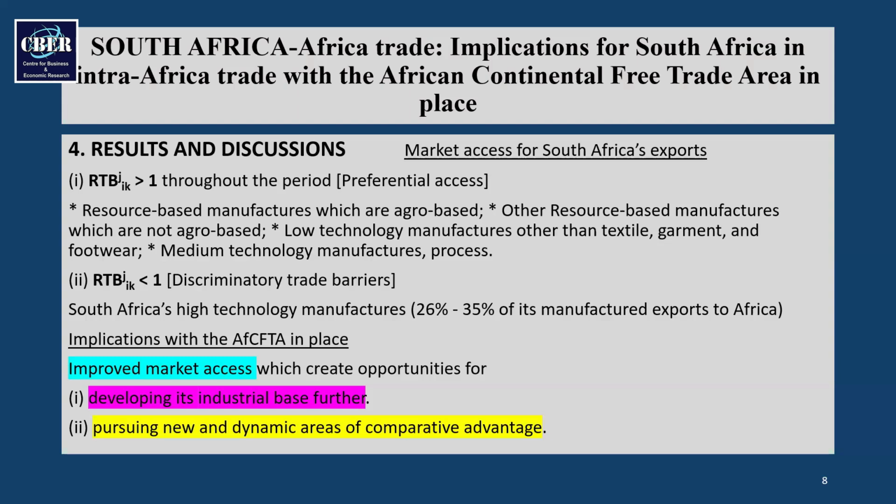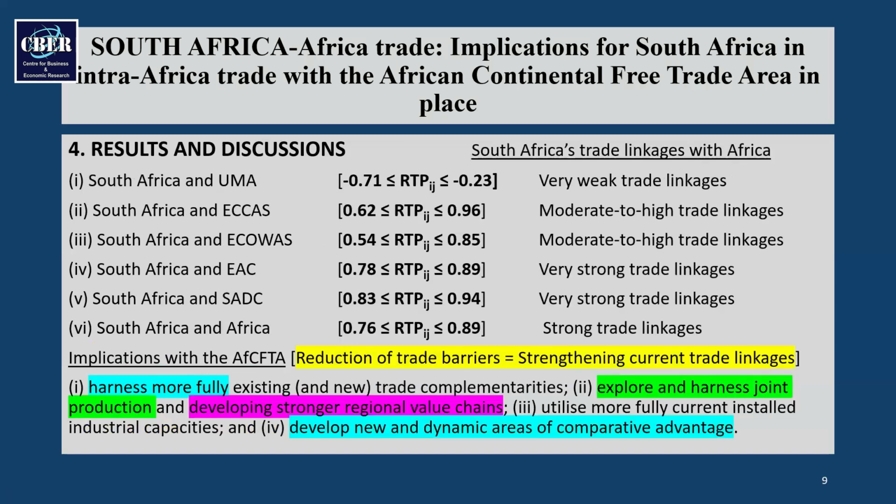But now, with the African Continental Free Trade Area in place and with these trade barriers reduced, South Africa is going to be able to access Africa's markets more easily, and these high technology manufactured products which are currently being discriminated against will be able to access these markets. Therefore South Africa will be in a better position to develop its industrial base further and be able to pursue new and dynamic areas of comparative advantage.